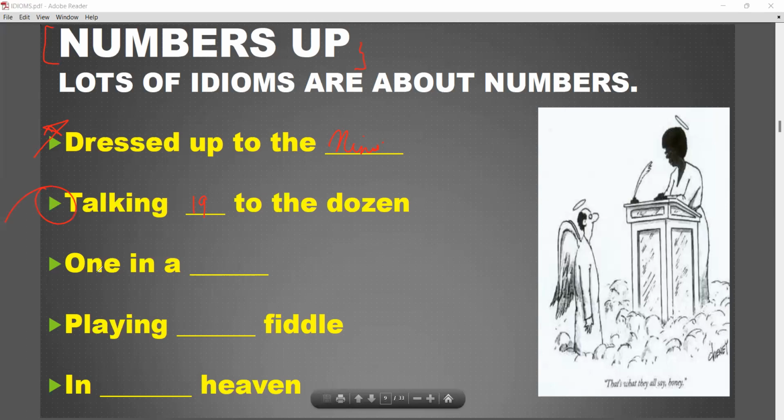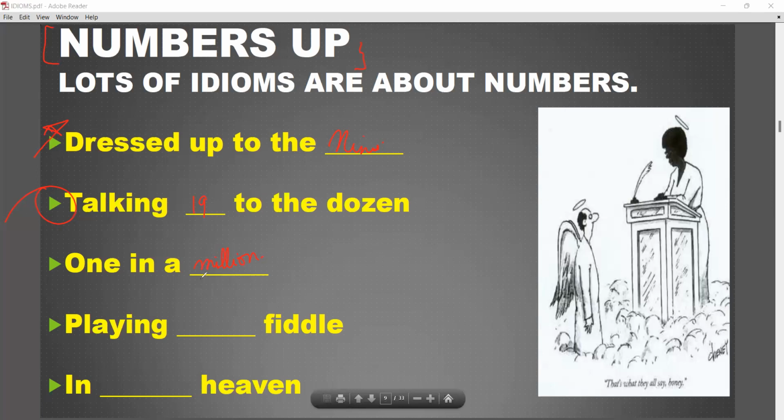One in a, very simple, "hamara beta lakhon mein ek." So in that sense, one in a million is the answer. My child is one in a million. So it is very special.